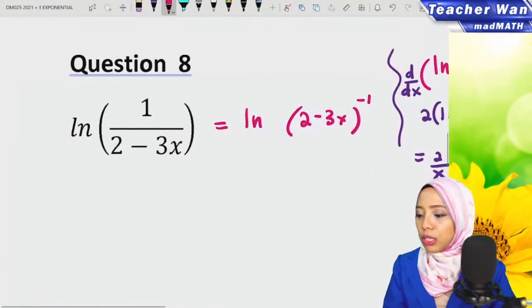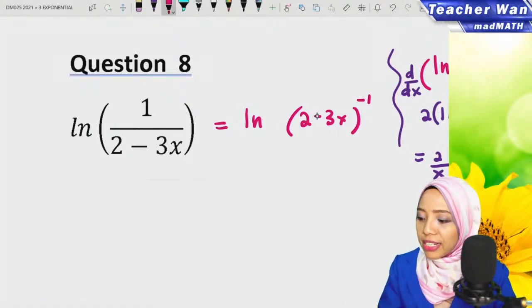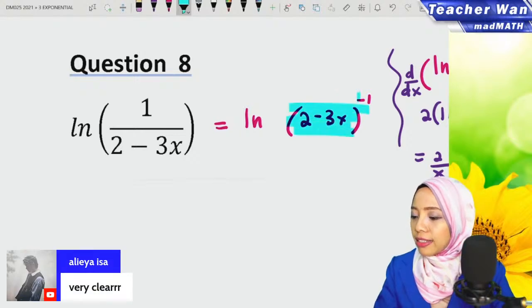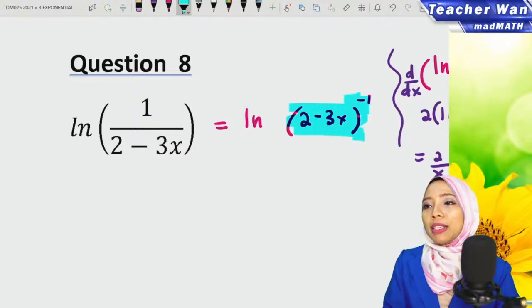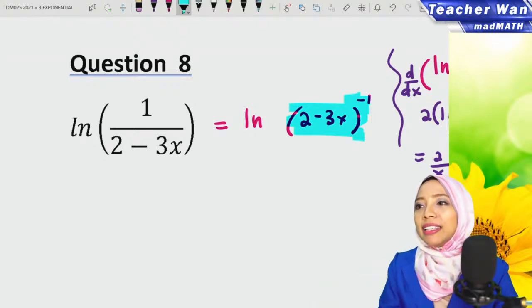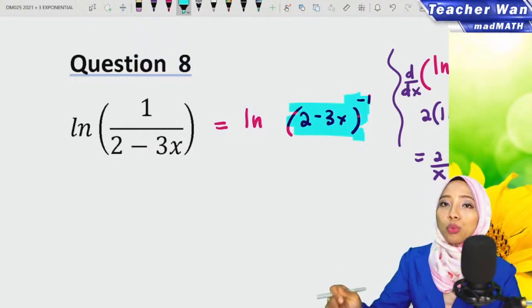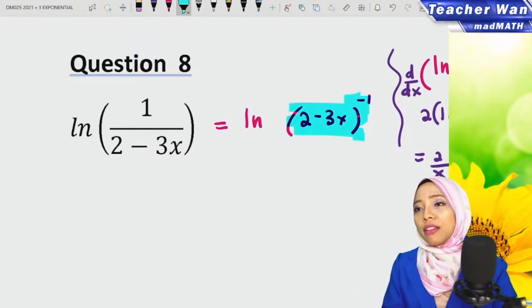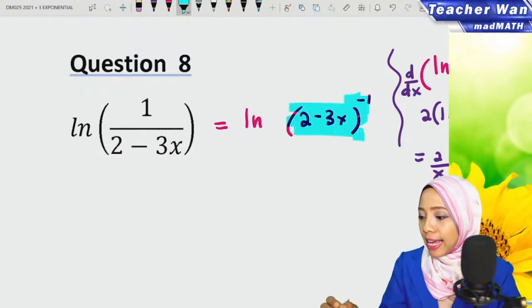Okay, so now we look back at our question. Ini negative 1 ni siapa yang negative 1? This function sahaja kan? This function sahaja. So are we going to use chain rule or log properties? Write down. Log properties or chain rule? Aisyah, Aini, Alia, Haikal. Play their comment. Alifa, Umairah, crystal clear. So now madam ask you, which rule am I going to use? Chain rule or log properties? Okay, log properties. Yes, log properties.